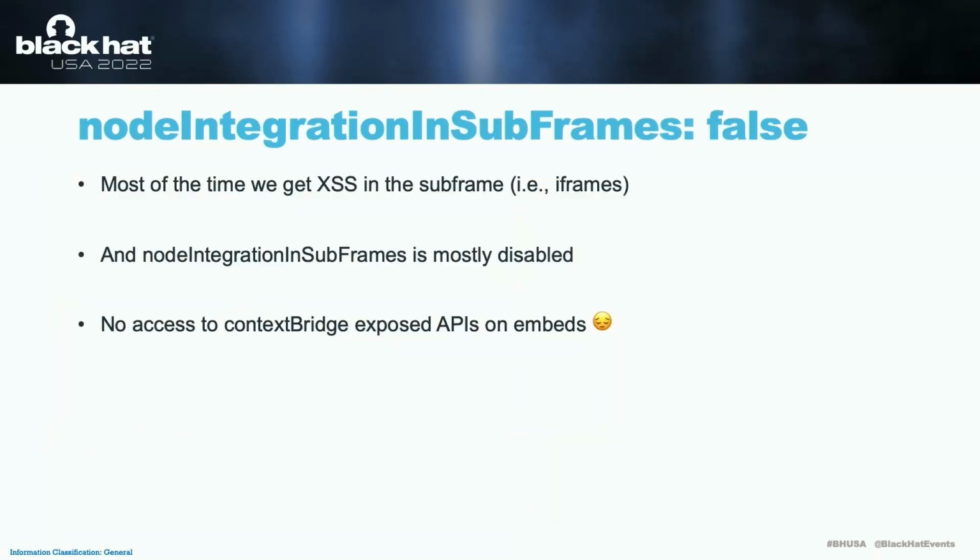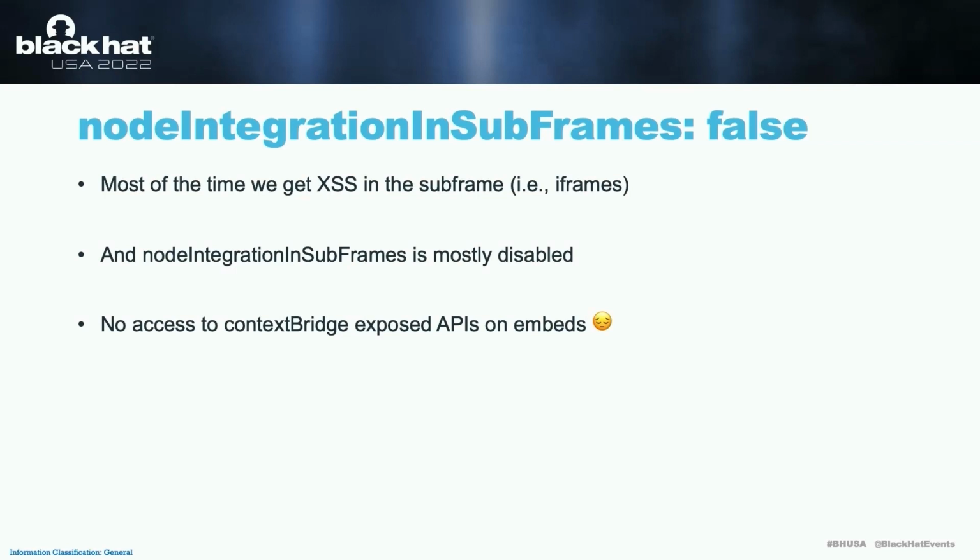So most of the time, when we get XSS in a lot of these applications, it is within an iframe or subframes, which you noticed in the Discord earlier. And in this case, node integration in subframes is disabled, mostly because developers do not go against the design pattern and enable it unless it's needed. So even if we have access, we don't have access to the context bridge exposed API on Embed, which is a bit sad.